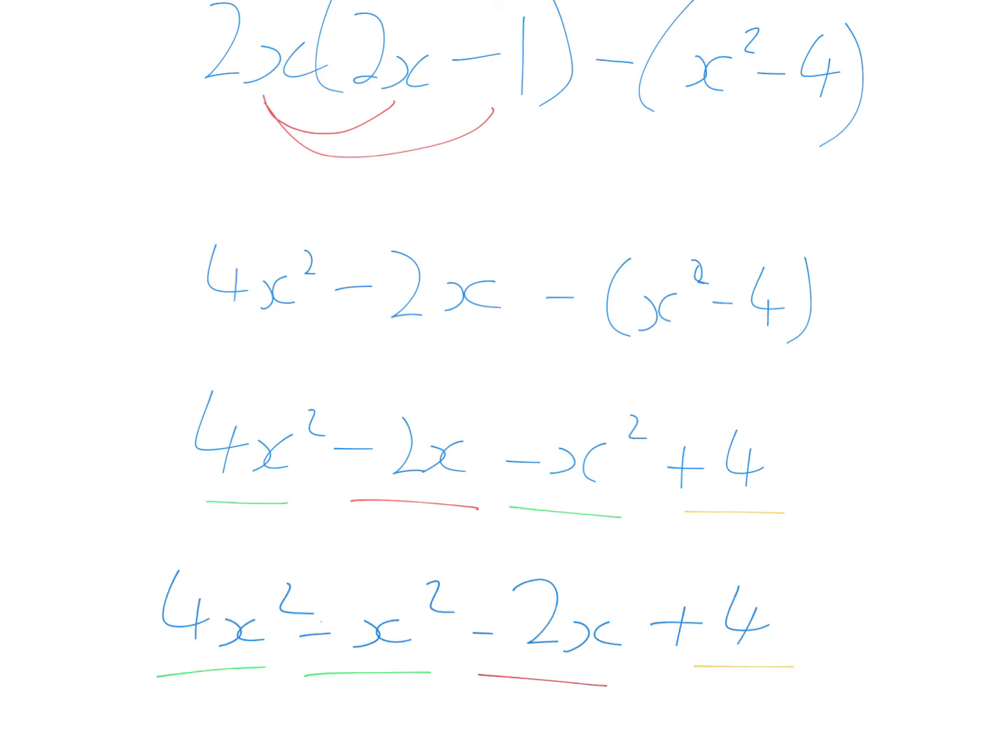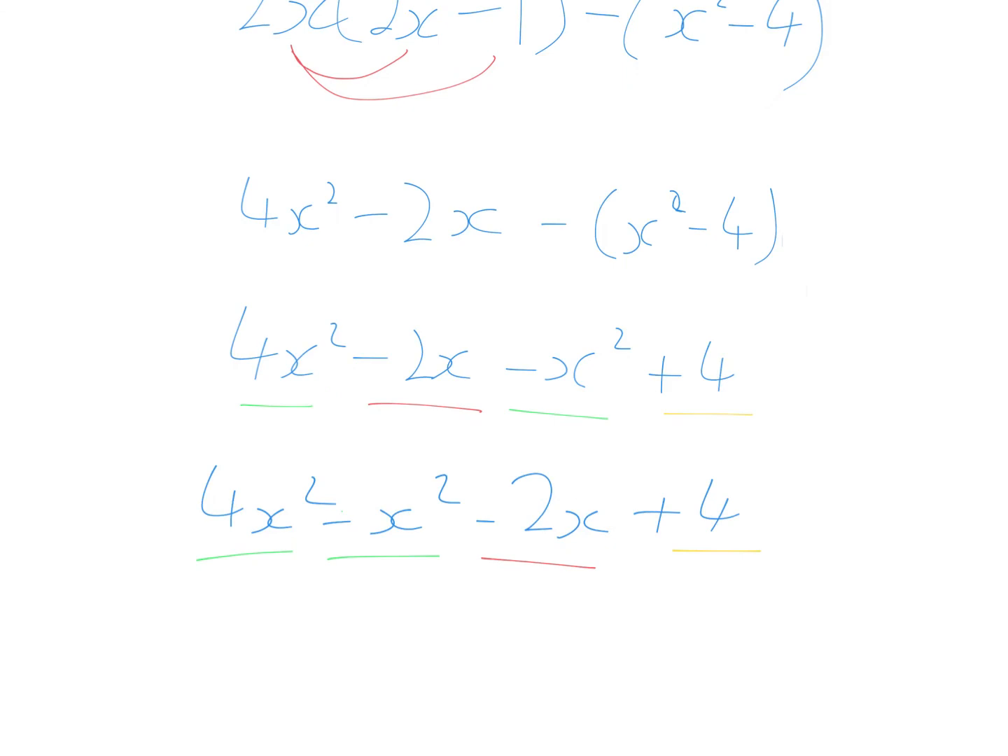Again, you can see here it's all the same terms. I've just rearranged them. So the x squareds are next to each other. Now 4x squared take away x squared. It's going to leave us with 3x squared. Keep our minus 2x there. We're going to keep our 4.